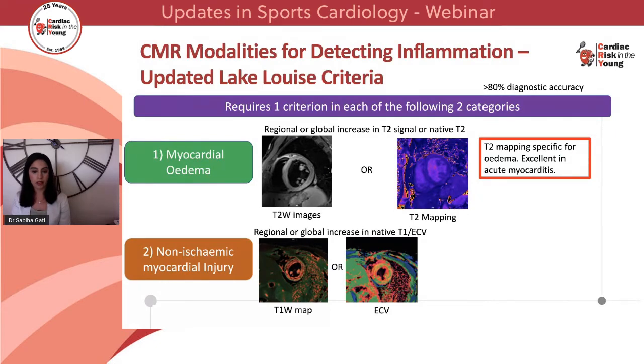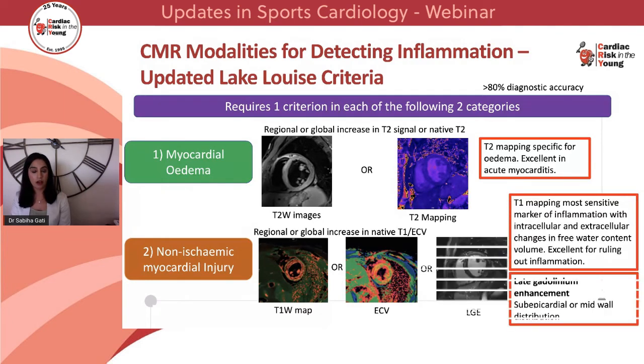The third type of sequence you could use is your late gadolinium enhancement, which detects myocardial necrosis, myocardial fibrosis, and to some extent extracellular edema. And the signature patterns you need to be looking for are your subepicardial or your mid-wall patchy distribution. So you require overall 2 out of 2 with a positive T2 marker and a positive T1 marker to increase your specificity of diagnosing acute myocardial inflammation.